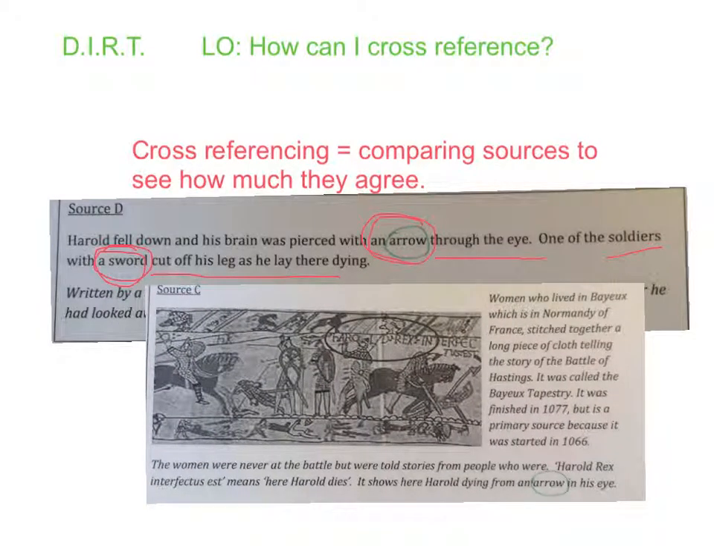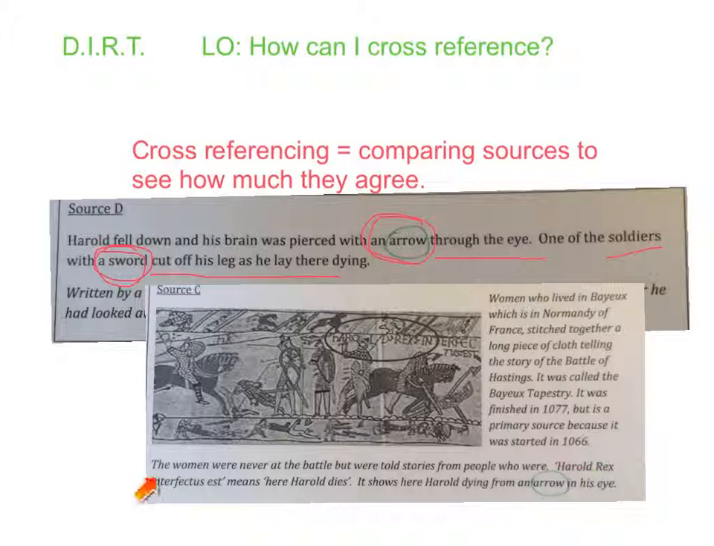So this is source C. Women who lived in Bayeux, which is in Normandy in France, stitched together a long piece of cloth telling the story of the Battle of Hastings. It was called the Bayeux Tapestry. It was finished in 1077, but is a primary source because it was started in 1066. The women were never at the battle, but were told stories from people who were.